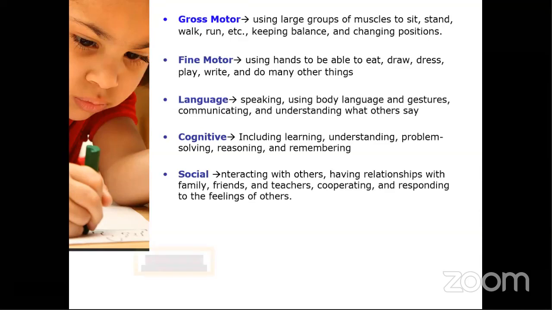Gross motor development is using a large group of muscles. Here, we are using a large group of muscles. We are not using small muscles here. Big muscles we are using. So to sit, stand, walk, run, etc. Here the baby is going to keep the balance and change the position.